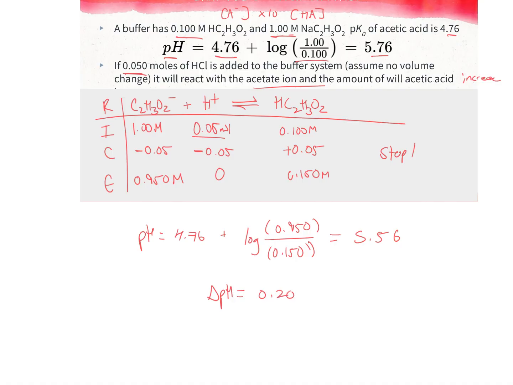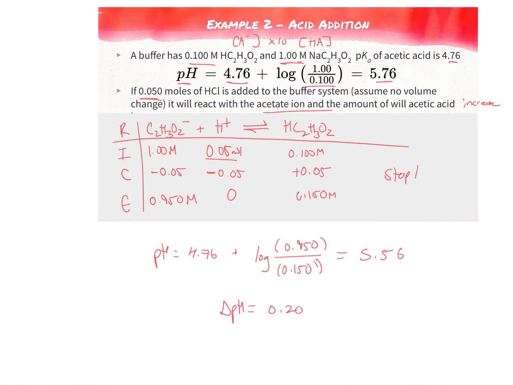And that's exactly the point I'm trying to show here. If you have more than 10 times the amount of A minus or HA, you're going to have a more drastic change in your pH.